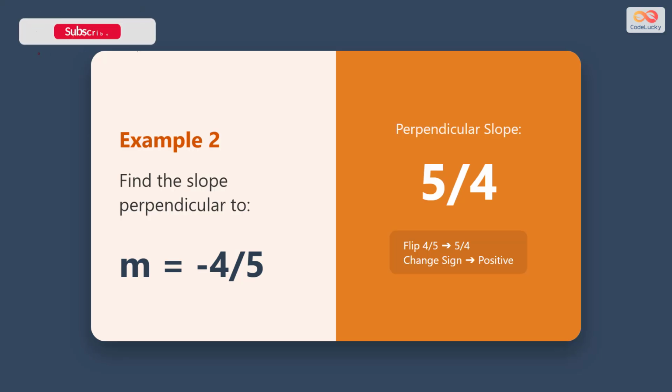Here is a slightly harder one involving a fraction. If our starting slope is -4/5, what is the perpendicular slope? First, flip the fraction 4/5 to get 5/4. Since the original was negative, the new slope becomes positive. So the answer is +5/4.